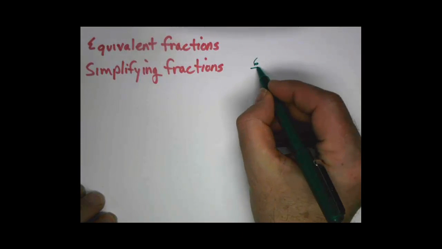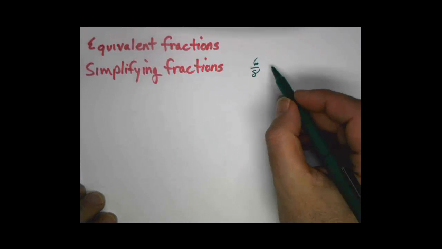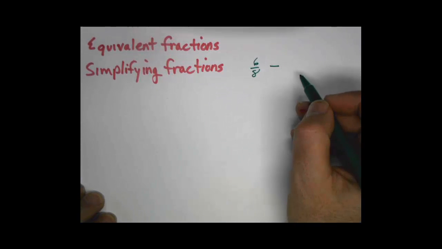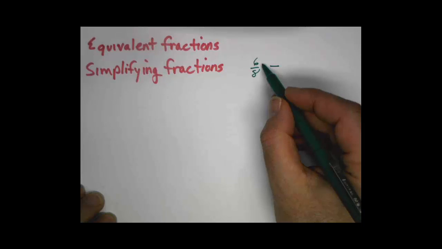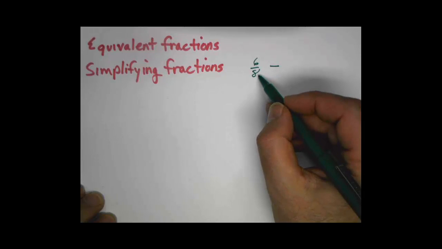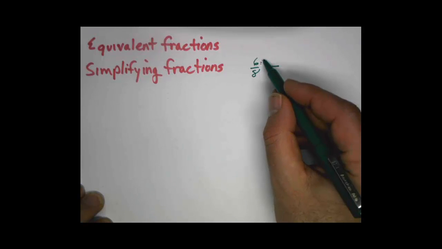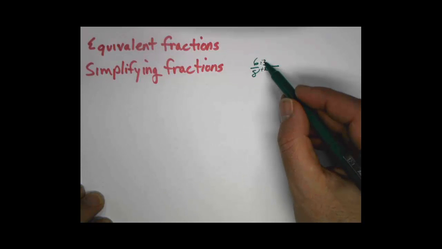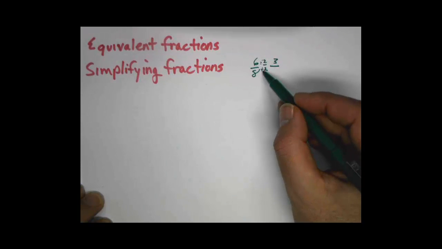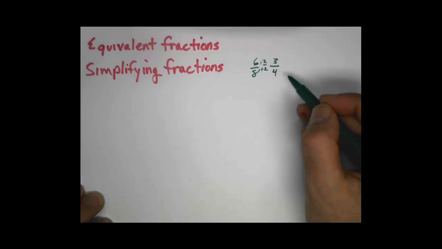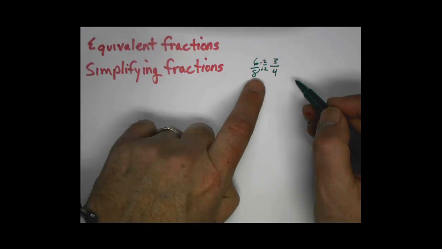So let's say that we have 6/8, and we can make that smaller. What goes into both 6 and 8? Well, we notice they're both even, so we can take 2. So we're going to divide the top by 2, and we're going to divide the bottom by 2. How many 2's in 6? 3. How many 2's in 8? 4. So we have simplified this fraction.